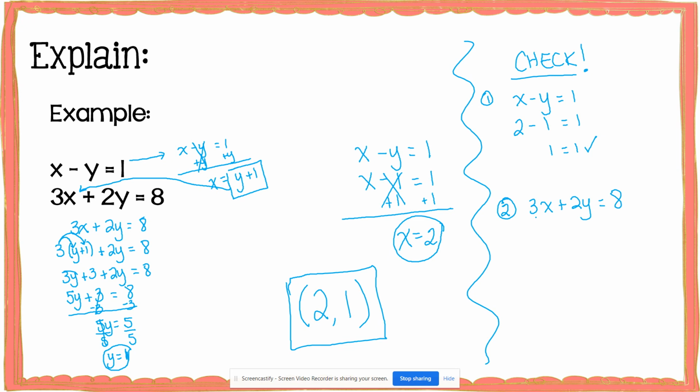So this says 3 times x, so I'm going to do 3 times 2, plus 2 times y, so I'm going to do 2 times 1, equals 8. 3 times 2 is 6, 2 times 1 is 2, and if I add 6 plus 2, I get 8. So because it works for both equations, I know that this solution is correct.